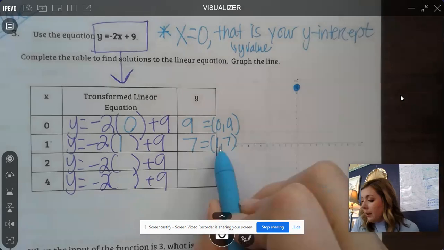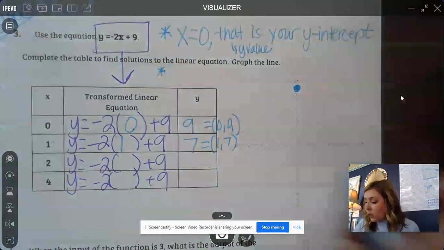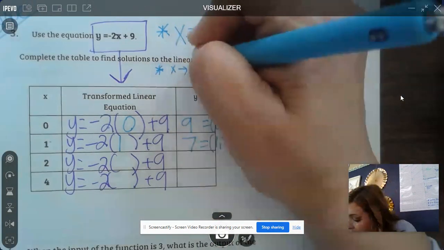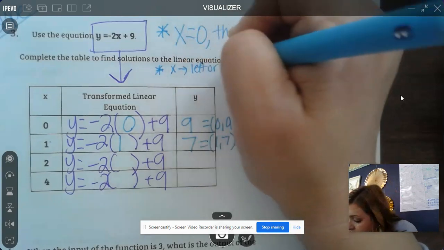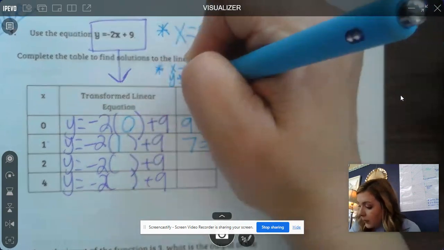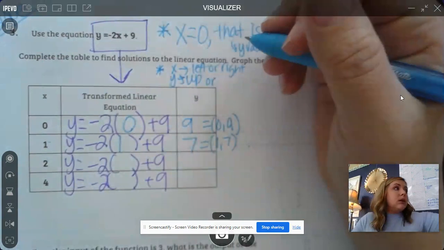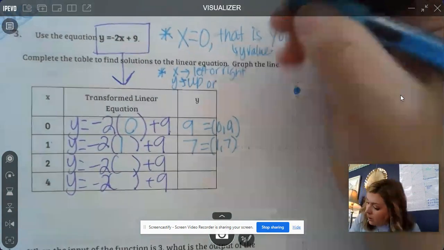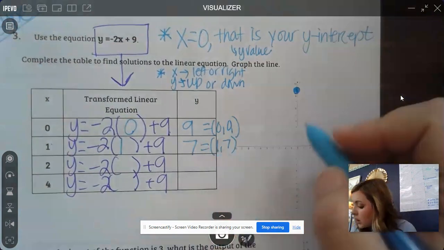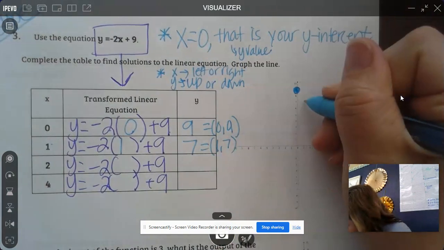So remind yourself when you go to graph, another great note you can take right here: when we are graphing, x values graph left or right, and y values graph up or down. So this means 1 to the right and 7 up.